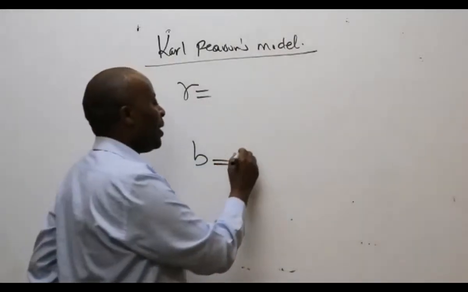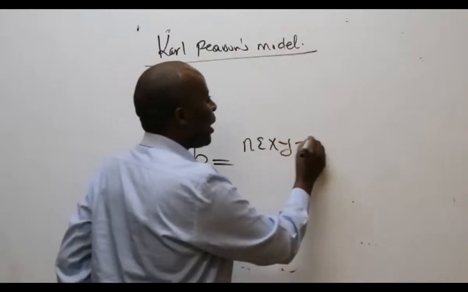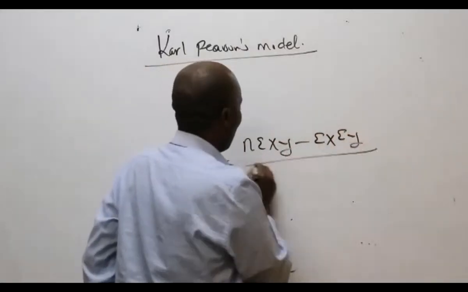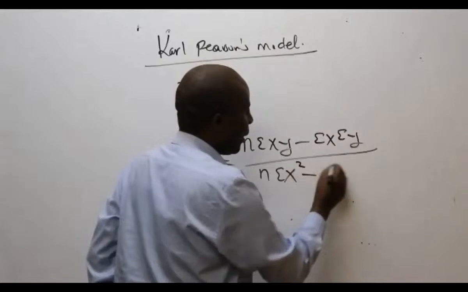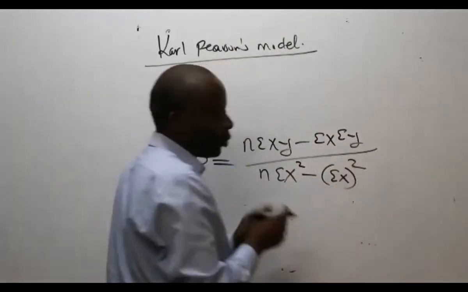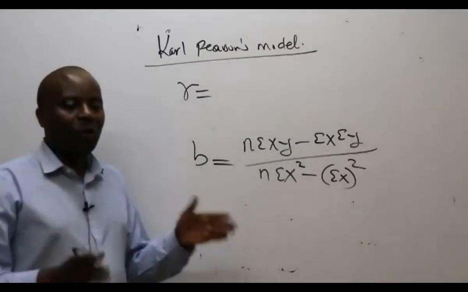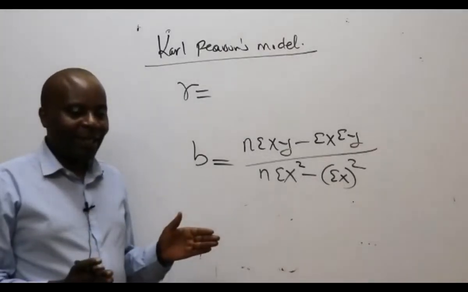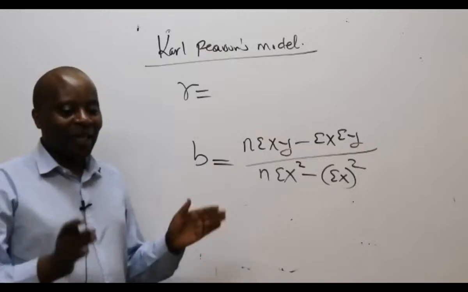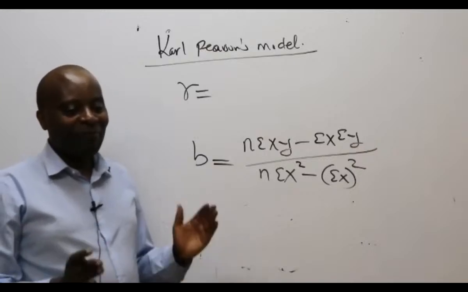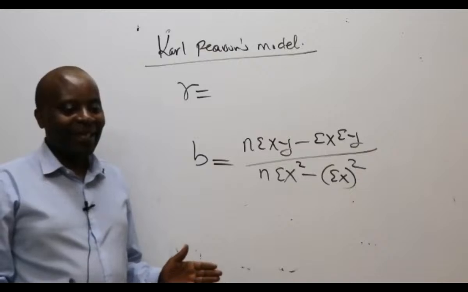I know that B equals n summations of xy minus sum of x, sum of y, all over n summations of x squared minus bracket sum of x squared. You have to cram this the way I've crammed it myself. That is the formula of getting B, right?